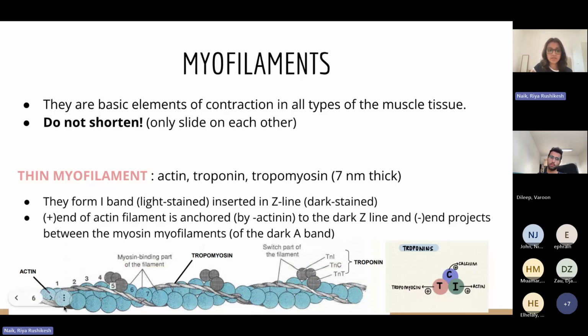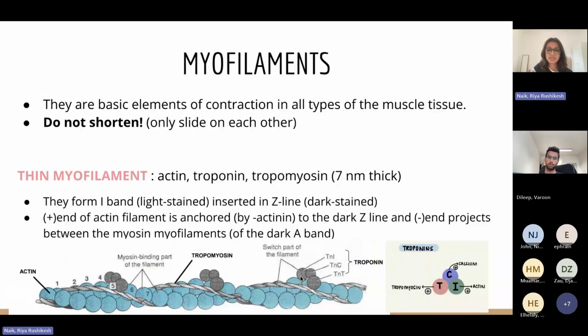The thin myofilaments here are the actin, these blue balls over here, and this thread-like structure is called the tropomyosin, and these three molecules over here are the troponin. The actin molecules are made up of polymerization of G-actin, which results in the formation of F-actin. And the tropomyosin basically holds all of the structure together.